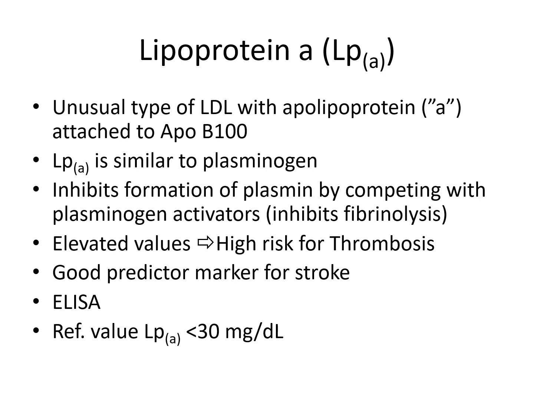Elevated levels are also associated with having a higher risk for developing blood clots or thrombosis. It's also a good predictor for potentially developing stroke. And it's measured by immunoassays, especially ELISA assays. The reference value for lipoprotein A is less than 30 milligrams per deciliter.